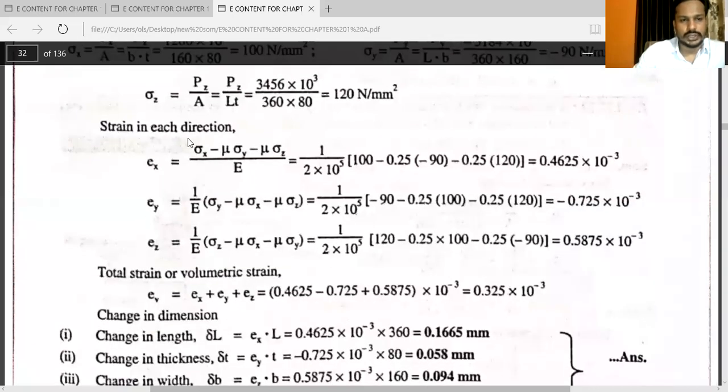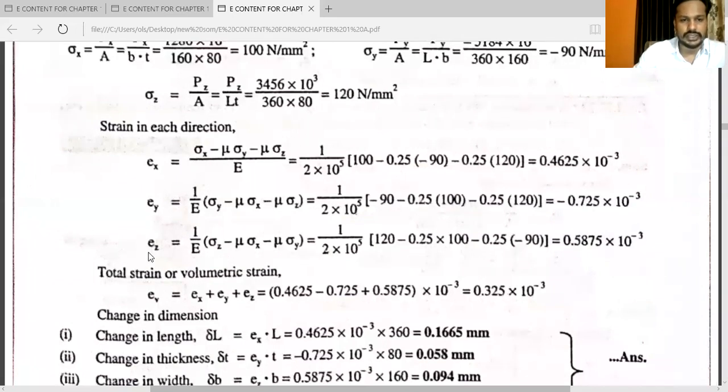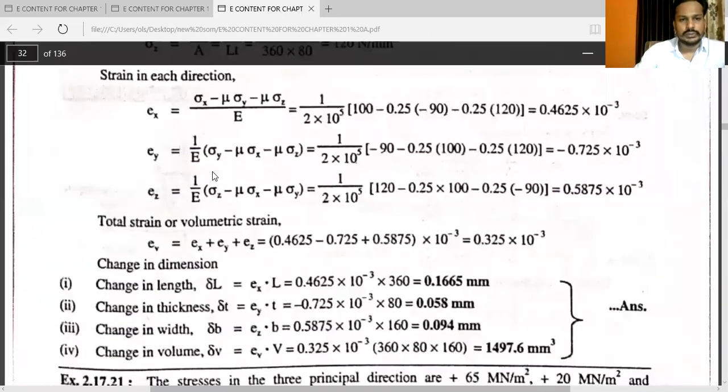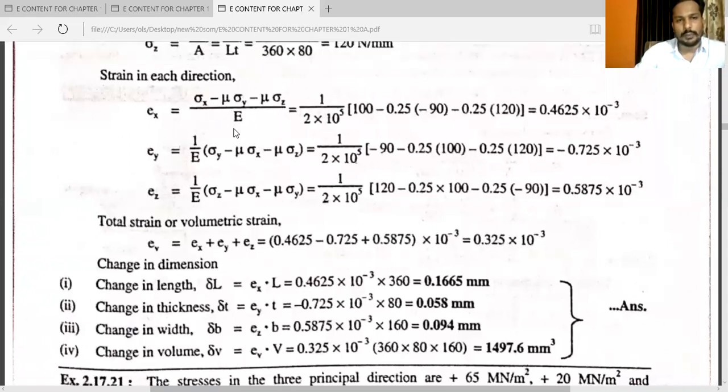So we know the strain in each direction. We have the formula for Ex, Ey, and Ez, and here you can calculate their values. We know that Ex is equal to sigma x upon E minus mu into sigma y upon E minus mu into sigma z upon E. This is the formula for Ex, and similarly the formulas for Ey and Ez.